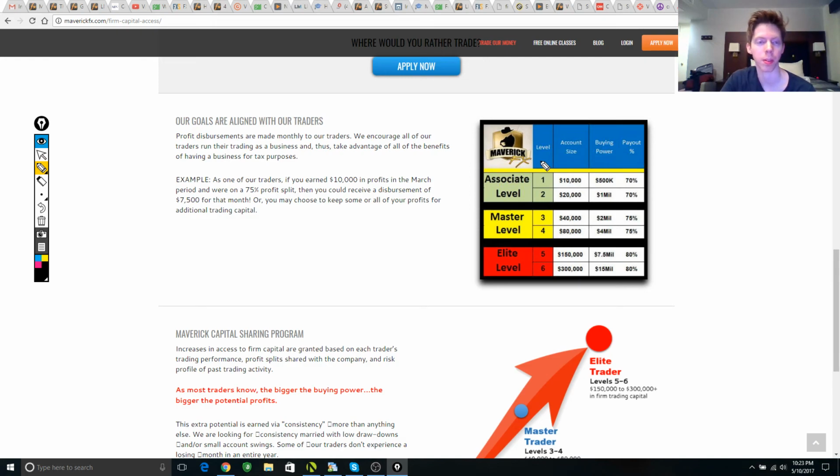I mean, I'm able to do that pretty much. But if you're profitable most months, you should be able to get to that $300,000 mark in a year, maybe a year and a half, depending on how good of a trader you actually are. But you can see the percentages go up. So you go from 70% to 75, 80%.